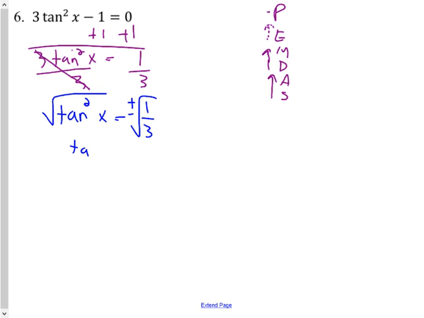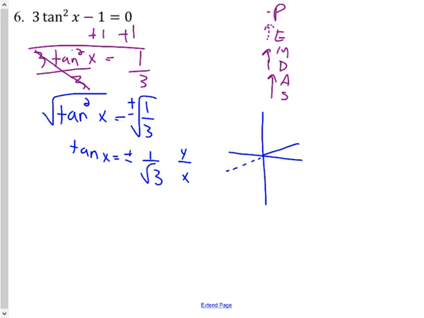So I get tangent of x plus or minus 1 over root 3. Now remembering our unit circle. We've done it a couple times now. This is where our y is 1 half. Our x is root 3. Right? So where am I going to get 1/3? 1 over root 3. Right? It's going to be here at the pi 6.